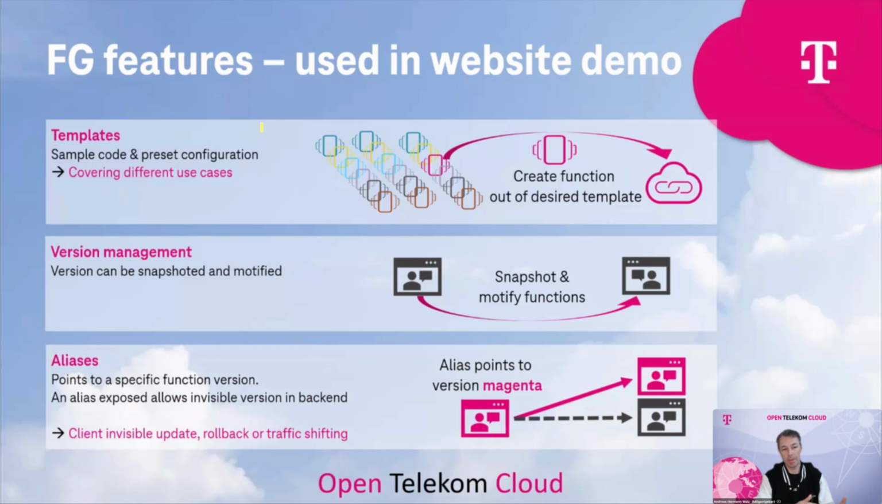An alias is already mentioned. It points to a specific version of a function, and it allows you to expose this alias, and the other version in the backend will be invisible to a client, to a user. That allows you to create or update new versions in an invisible way, also to roll back or to implement traffic shifting. In this case, for example, the alias points now to the magenta version, but it does not point to the gray version.